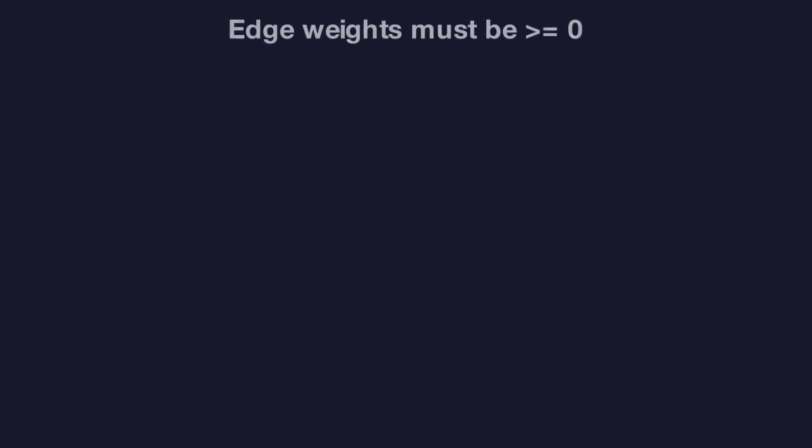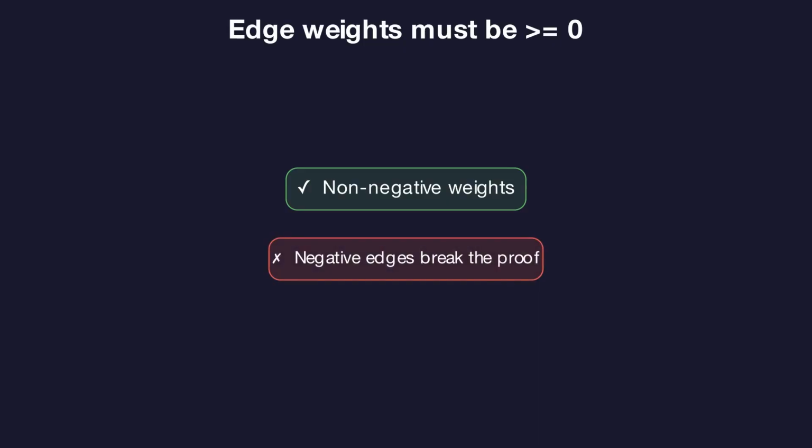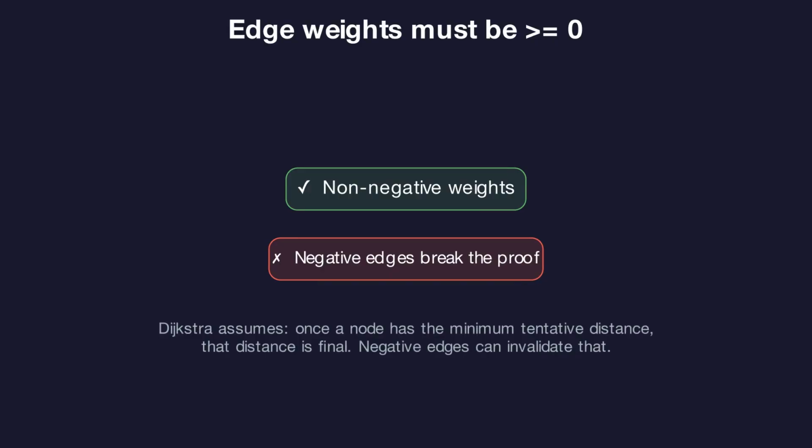Here is the one rule you cannot break for classic Dijkstra. Edge weights must be non-negative. The algorithm repeatedly locks in the vertex that currently looks closest to the source. That greedy step is only correct if a shorter path cannot appear later through a cheaper negative edge that pulls the total down. If negative weights exist, that assumption collapses. In practice, you either remodel the problem or you switch to Bellman-Ford, which allows negative edges and detects negative cycles. For the rest of this video, we stay in the non-negative world where Dijkstra shines.